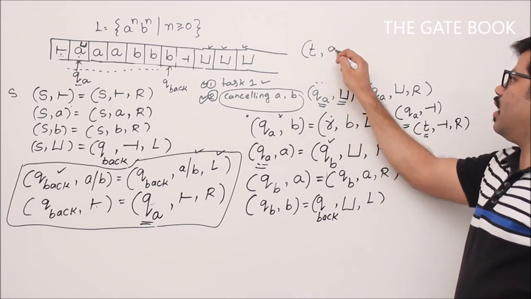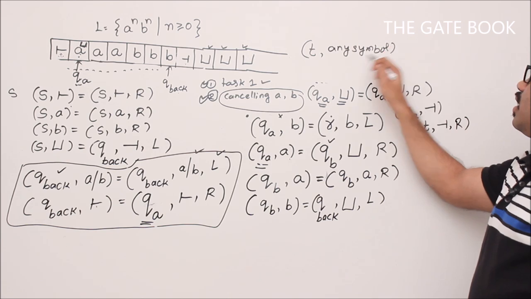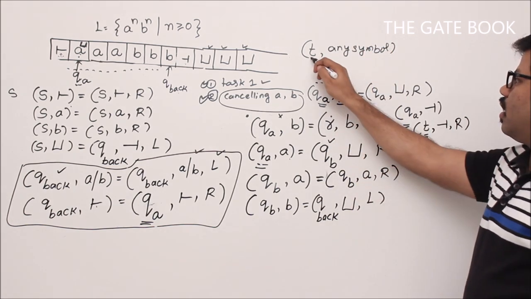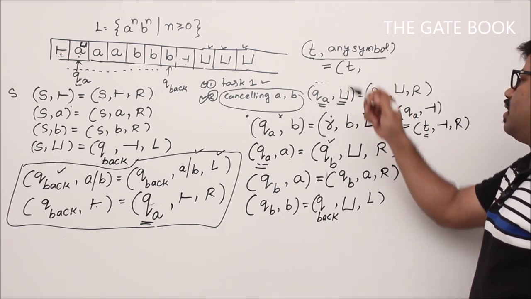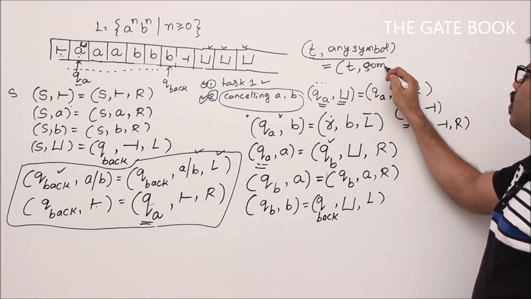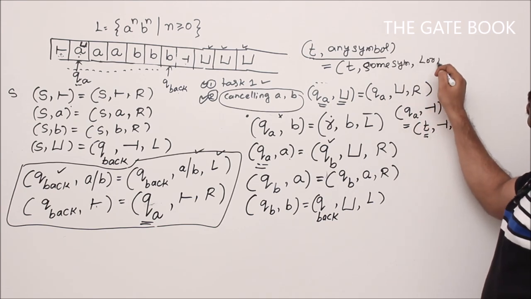Any symbol comes, any symbol, what is the action you want to take? I don't take any action because everything is fine for me, already I reached the final state. That's why the appropriate action should be T on any symbol. Don't worry, but be in T state and write some symbol, any symbol, and go left or right, not a problem.